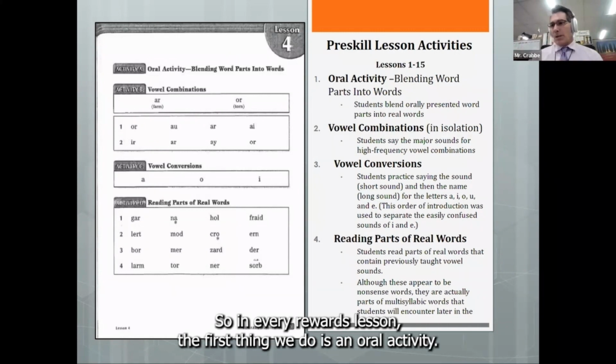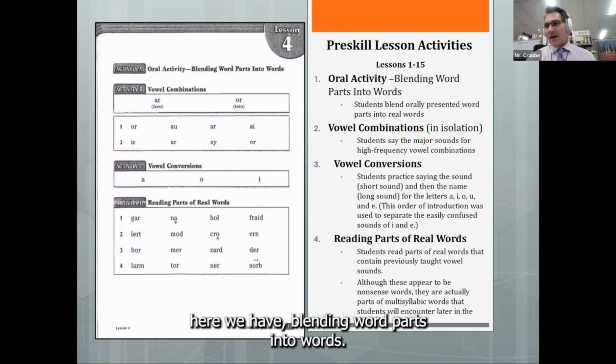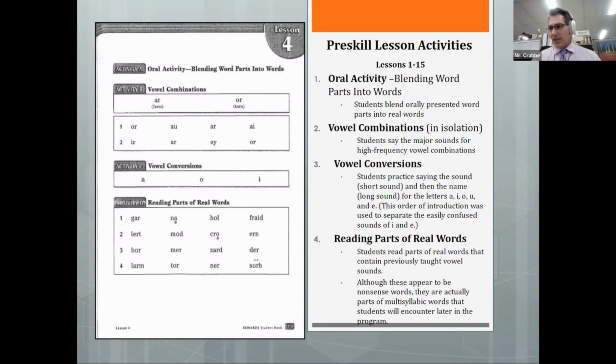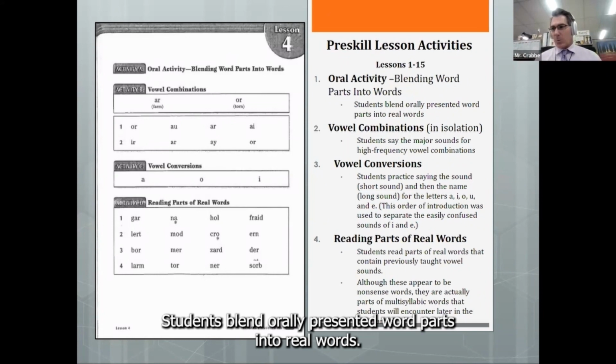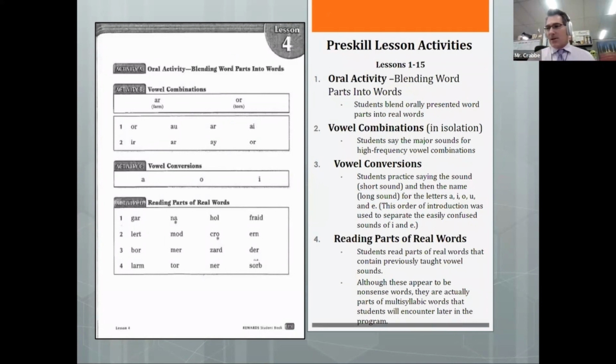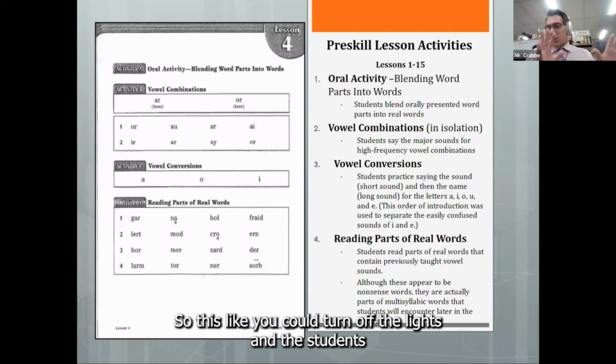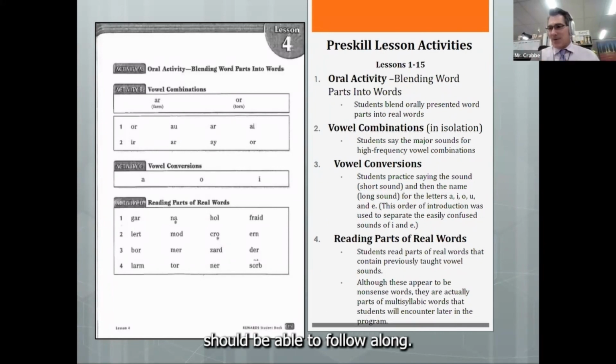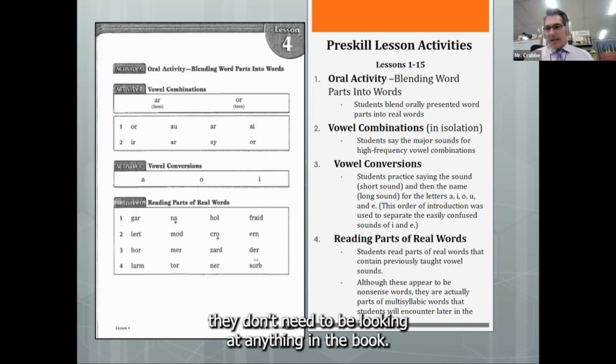So in every REWARDS lesson, the first thing we do is an oral activity. Here we have blending word parts into words. Students blend orally presented word parts into real words. So right now, this has no print. You could turn off the lights and the students should be able to follow along. They don't need to be looking at anything in the book.